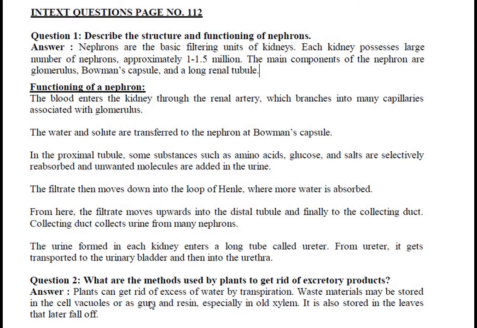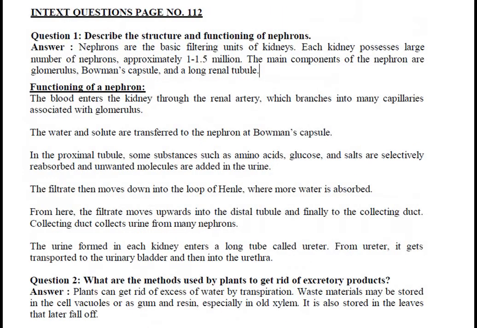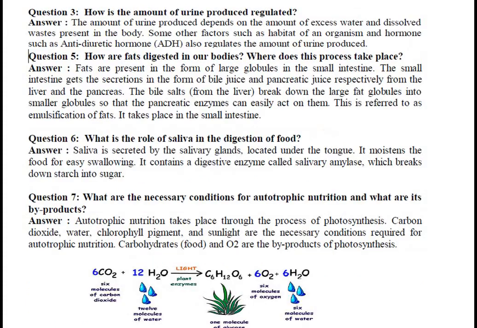In the next slide, you can see the question answers: structure and function of nephron. There it is. Second question, what are the methods used by plants to get rid of excretory products? You can write it from here. Here only 3 points are given, so you can write it from the text. There are 4 points. Okay. How is the amount of urine produced regulated? See, here is the answer.